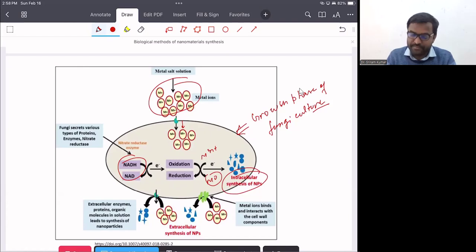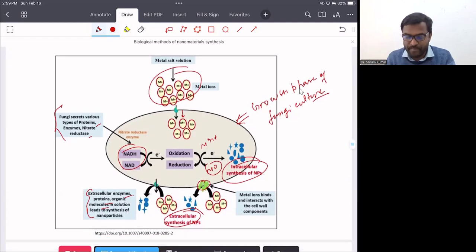Similar things happen here. If that enzyme is present on the surface, the metal ions get reduced into the metal nanoparticle on the surface. Here, the extracellular enzymes may be enzymes, proteins, or organic molecules involved in the synthesis of particles. So these are the things that may be present there. We have fungus with various types of proteins and enzymes, such as nitrate reductase. This can reduce the metal ion into the metal, and that leads to the formation of nanomaterial.